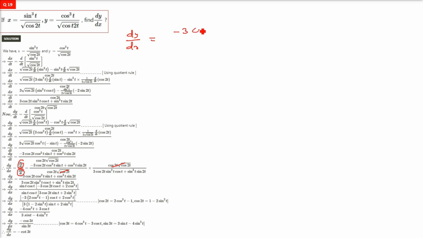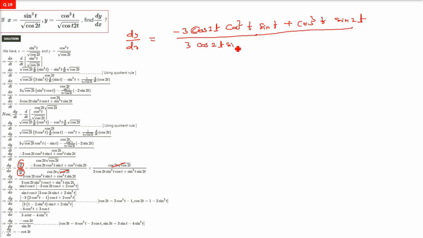So let me write what will remain, because cos t under root cos 2t will get cancelled. So you have minus 3 cos 2t cos square t sin t. This we have already done, I showed you already. So now cos cube t sin 2t now. Denominator you will have 3 cos 2t sin square t cos t. And in the second term will be sin cube t sin 2t. Now sin 2t you have to write as 2 sin t cos t. In the denominator also, last term will be 2 sin t cos t.